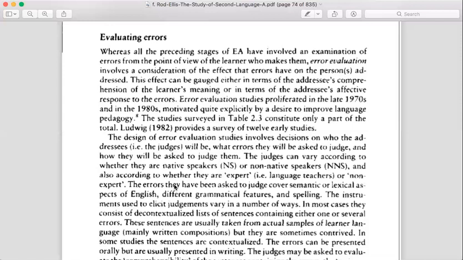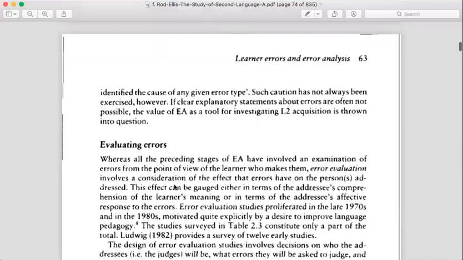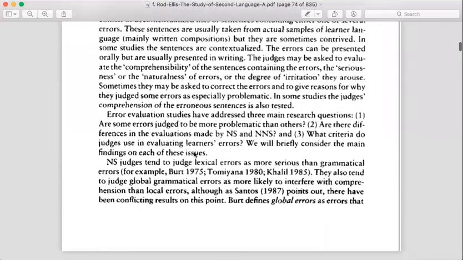Now, there are 3 questions on error analysis, and their research-based answers are given in your books also on page number 63. These are the 3 questions that most of the error analysis or error evaluation studies have been addressing. One is, are some errors judged to be more problematic than others? That means, are there some errors that are really serious?